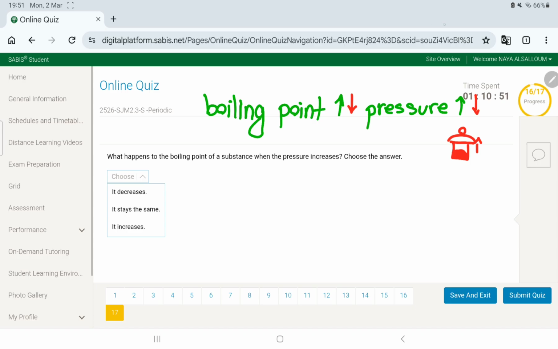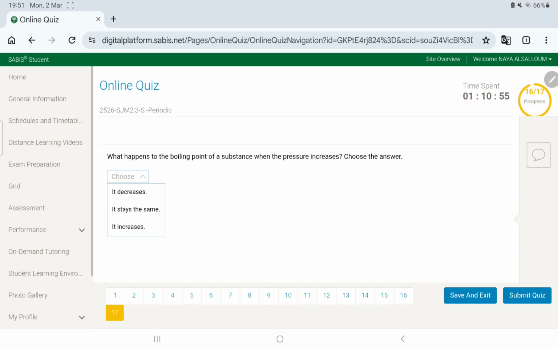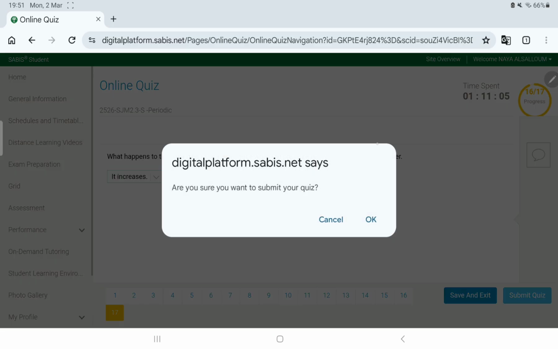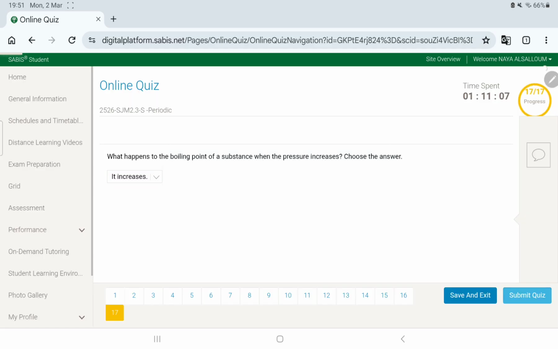Okay, so what happens to the boiling point? So when the pressure increases, the boiling point also increases. So they move in the same way, you can say. Let's submit.